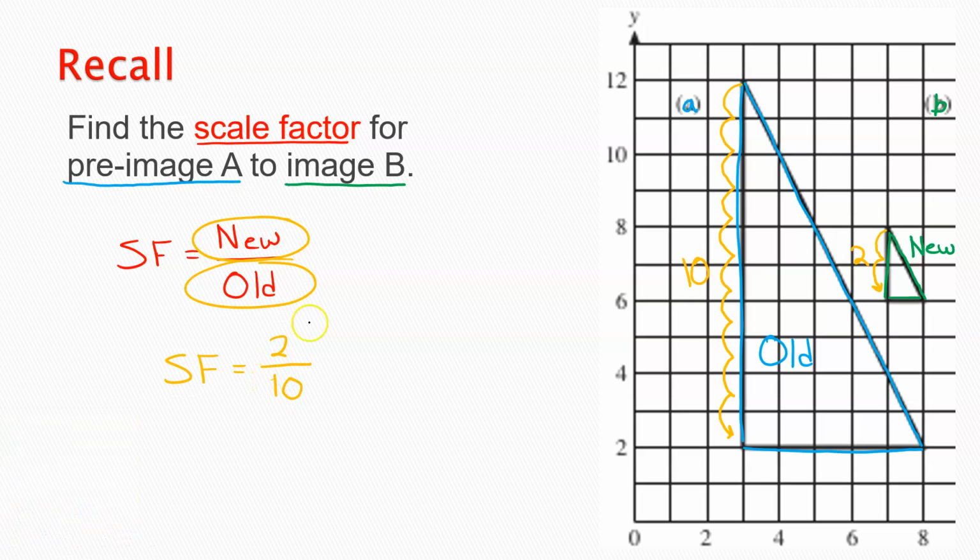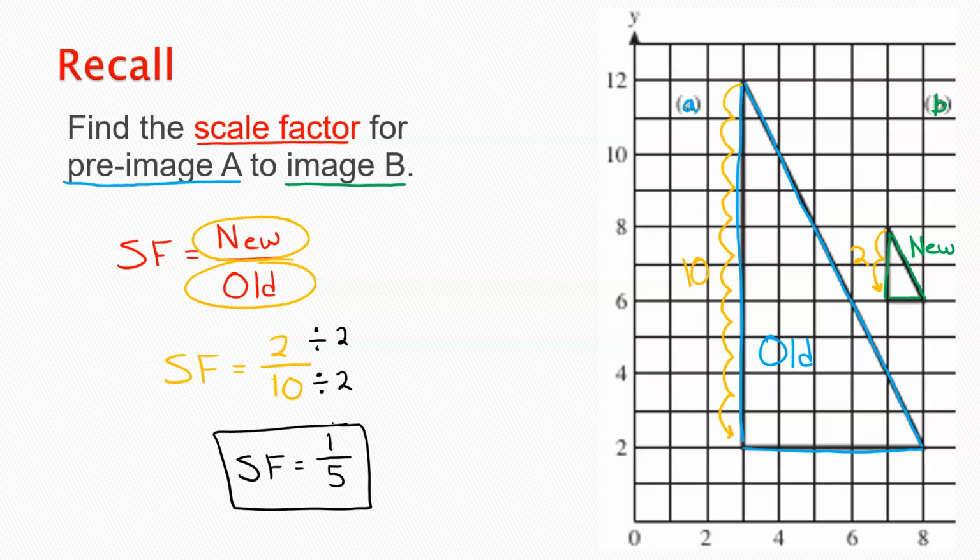Of course, we want to do better than that. We want to simplify our fractions whenever we can. 2 over 10, we can simplify by 2. So what is 2 divided by 2? That's 1. What's 10 divided by 2? That is 5. So take a look, and it made sense. We were looking for a scale factor between 0 and 1 because it shrunk: 1/5.